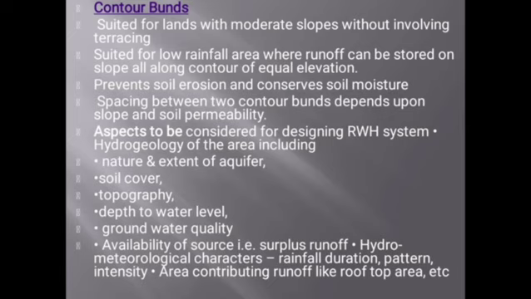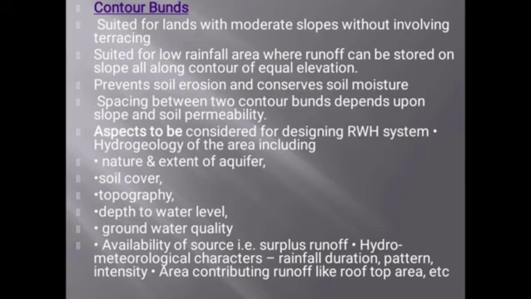Next one, contour bunds. These are types of rainwater conservation measures suited for lands with moderate slope without involving terracing. Suited for low rainfall areas where runoff can be stored on the slope all along contours of equal elevation. They prevent soil erosion and conserve soil moisture. Spacing between two contour bunds depends upon the slope and soil permeability.